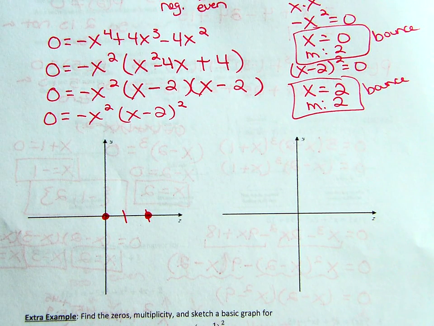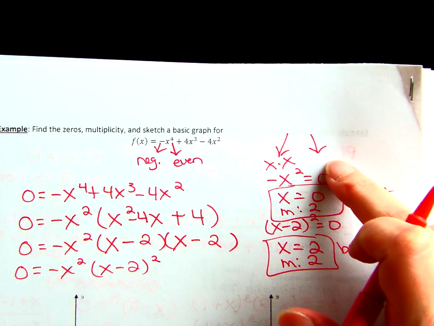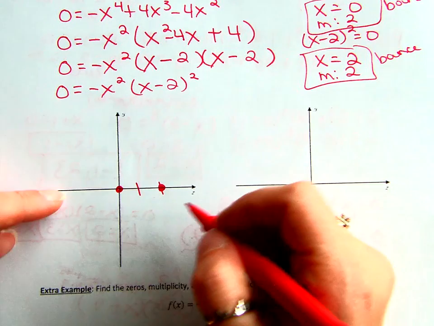Those are the zeros. But I know from my leading term test what happens at the outer limits, right? And we decided that it was a negative even, so it's going to go down, down. So if I go to my outer limits, I know I'm going to go down, and I know I'm going to go down.